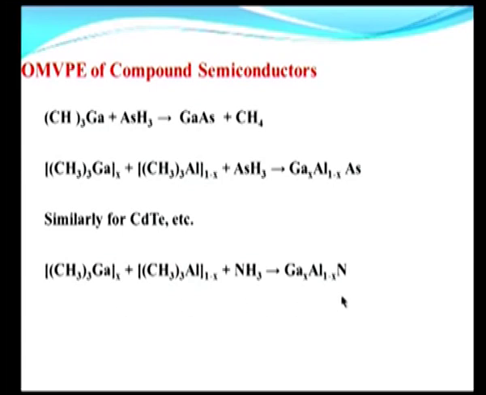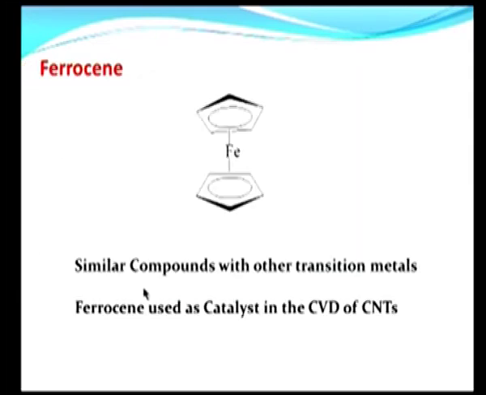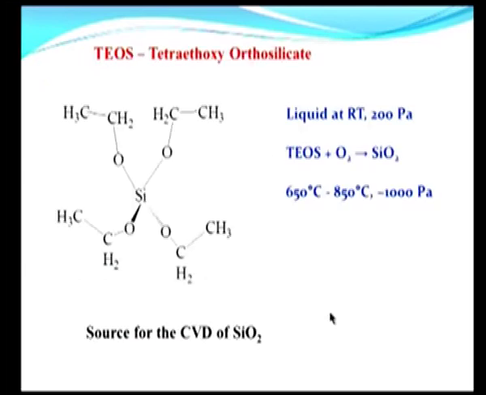Similarly, nitrides, which are now of course of great technological importance in the context of blue and green sources of light. Ferrocene is another precursor that has been employed for the CVD of carbon nanotubes. This TEOS, tetraethoxy orthosilicate, is widely employed in semiconductor technology to produce SiO2.